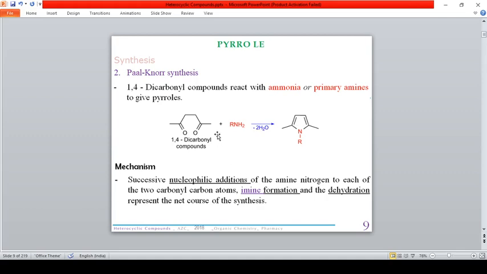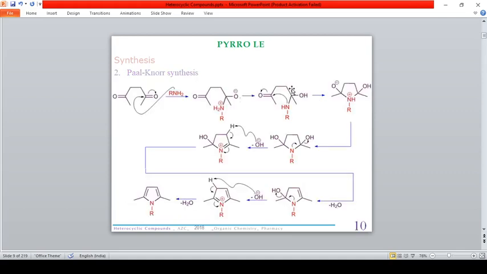In the mechanism, the first thing is nucleophilic addition. Your amine nitrogen will attack on the carbonyl carbon and it will get substituted here. Then imine formation occurs, then dehydration occurs and it results in the formation of pyrrole. Now let's see the mechanism.